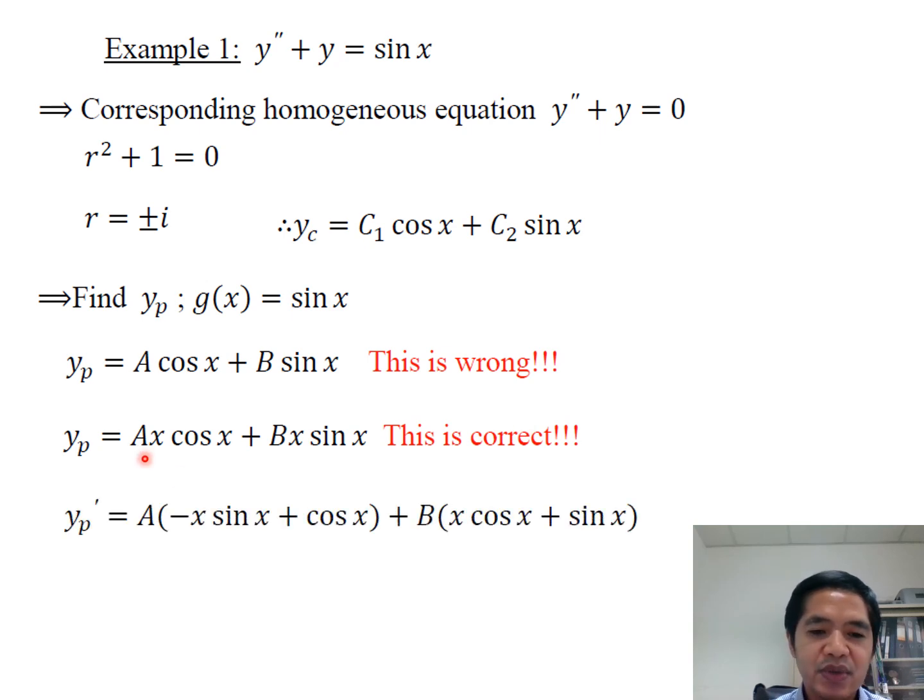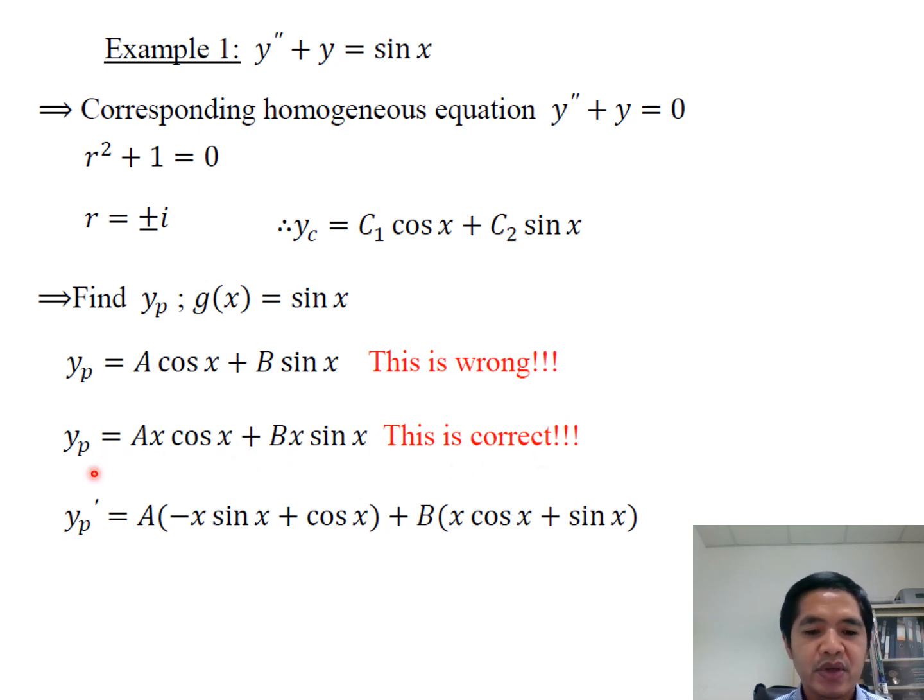So when s equal to 1, x to the s is x, times a. It's going to be a x cos x plus b x sine x, where s here is equal to 1. And then when you compare this yp, it's not the same as the yc. So this is the right way to do it. Okay, this is the correct way.